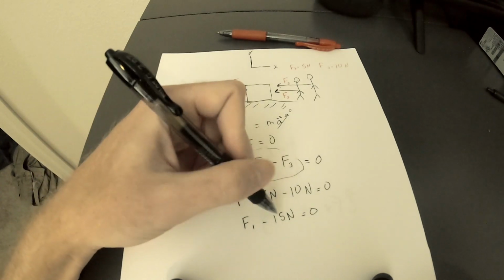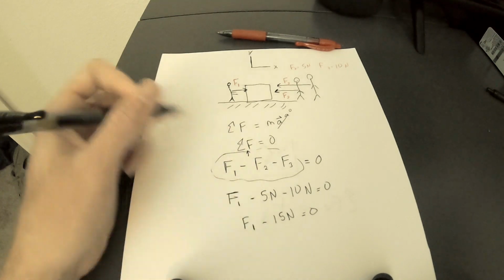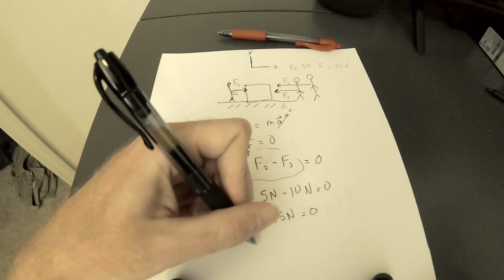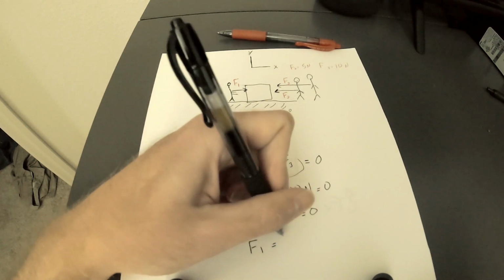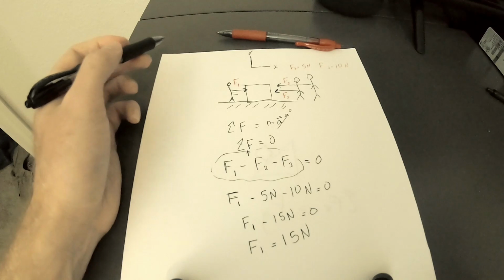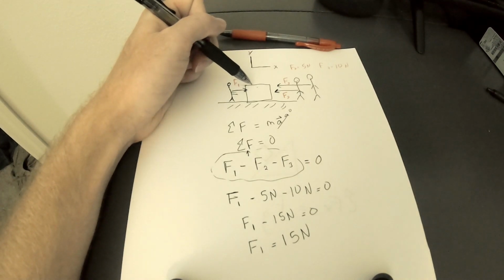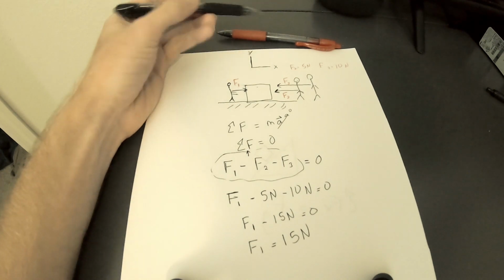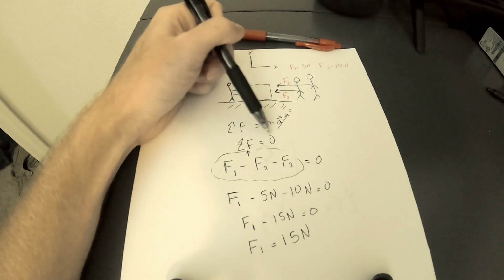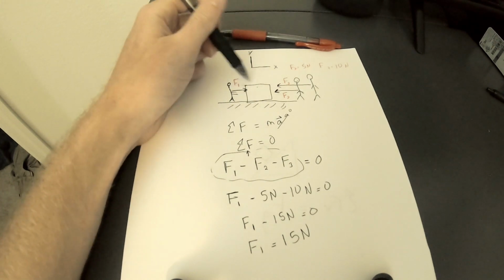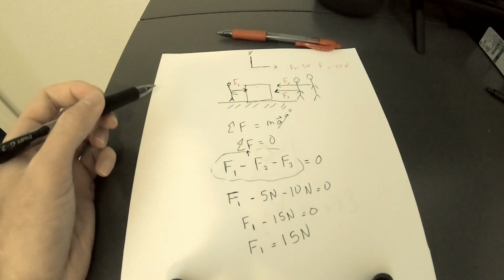Then you want to bring all your knowns to one side and leave your unknowns on their own, so that way you can solve for the unknown. That way you're going to get F1 is equal to 15 newtons. So to keep this box in static equilibrium, which basically just means that your acceleration is 0 and this whole side of the equation goes to 0, F1 has to be 15 newtons.